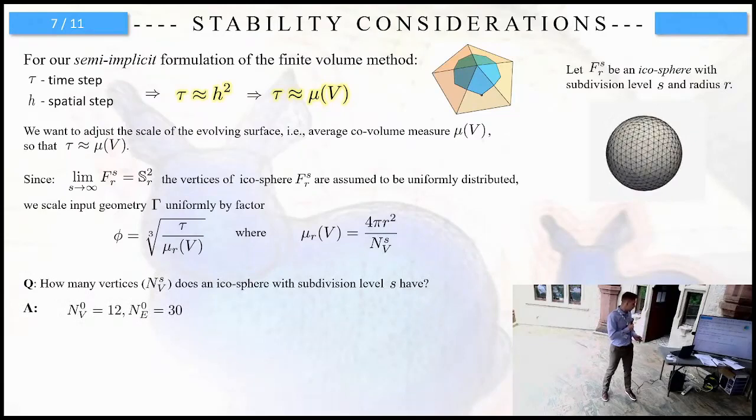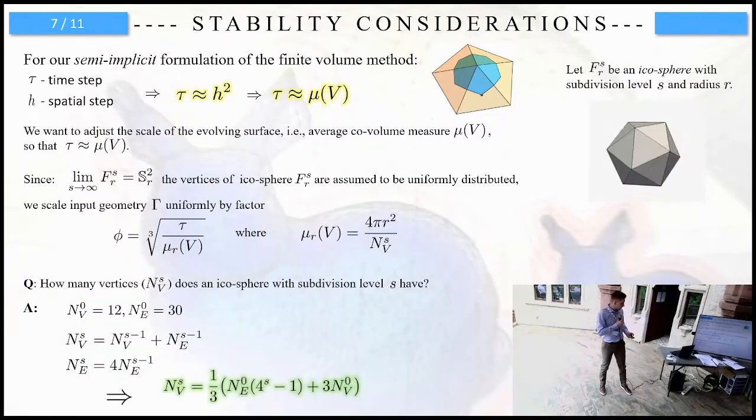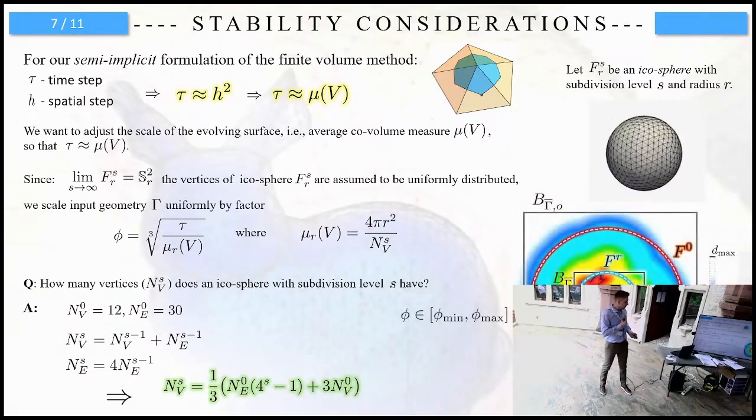Now the question is, how many vertices does a recursively subdivided icosahedron have with subdivision level S? To answer that, we start with the basic number of vertices and edges for an icosahedron, which is 12 vertices and 30 edges, and then we solve this system of recurrence relations for the number of vertices. Now, basically we interpolate between two different values of the scaling parameter to achieve satisfactory results.